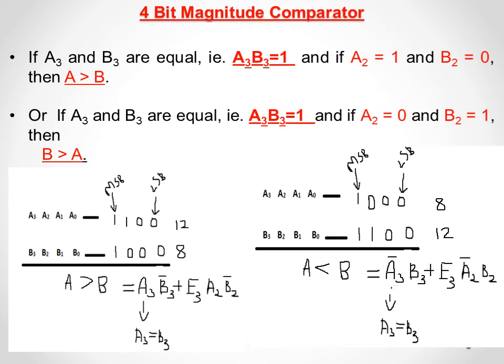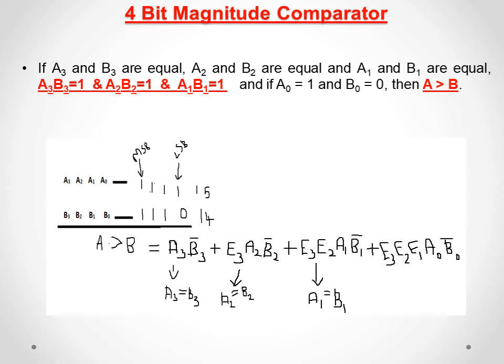Now let's see another example, for A less than B. Here also, when A3 is equal to B3, then we compare A2 and B2. Now here A2 is low and B2 is high. So the expression at this point is A2 bar B2 with the equality of A3 and B3, which is E3. So now the A less than B expression is A3 bar B3.